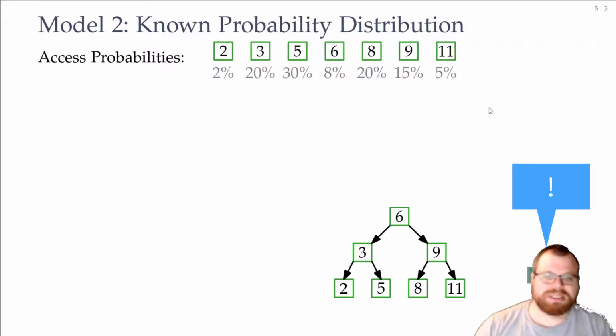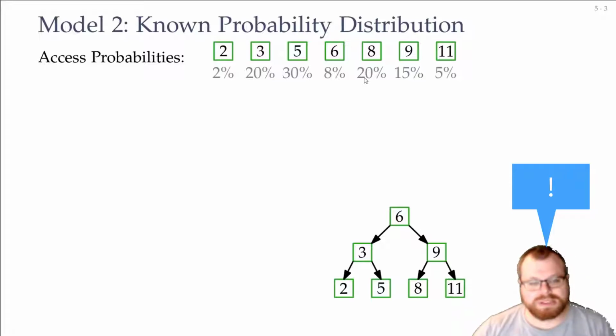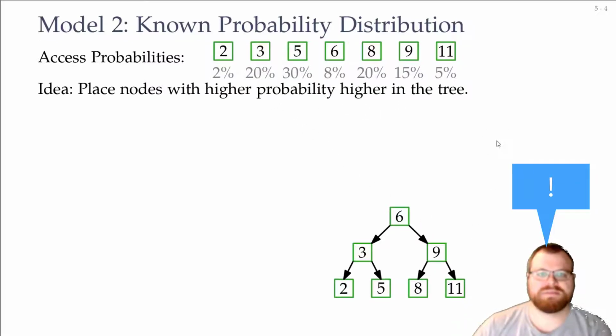Well, the first idea is, of course, we take the one with the largest probability and put it into the root, and then next those with the second largest probability, and so on. Of course, this does not always work, depending on how everything is distributed. For example, if the probabilities go down from left to right, then that would give us a very unbalanced tree. But optimally, we would want to have nodes with higher probability to be higher in the tree.